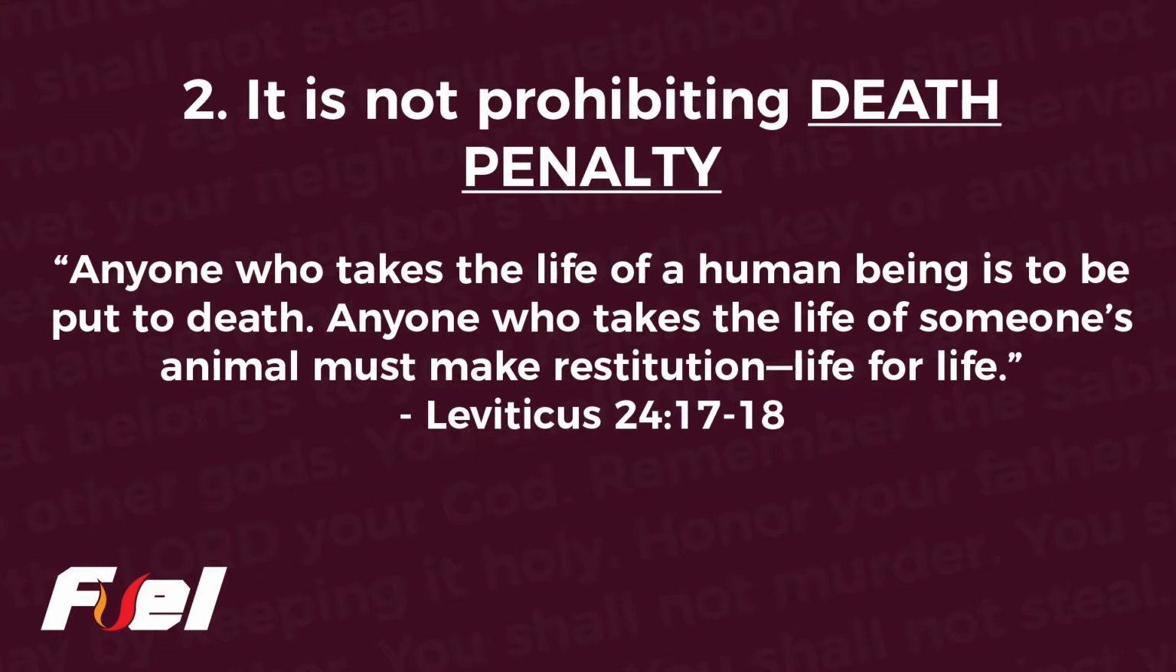So this is from Leviticus 24. It says, anyone who takes the life of a human being is to be put to death. Anyone who takes the life of someone's animal must make restitution, life for life. Also, we have this from the book of Romans. It says, for the one in authority is God's servant for your good. But if you do wrong, be afraid, for rulers do not bear the sword for no reason. They are God's servants, agents of wrath to bring punishment on the wrongdoer.